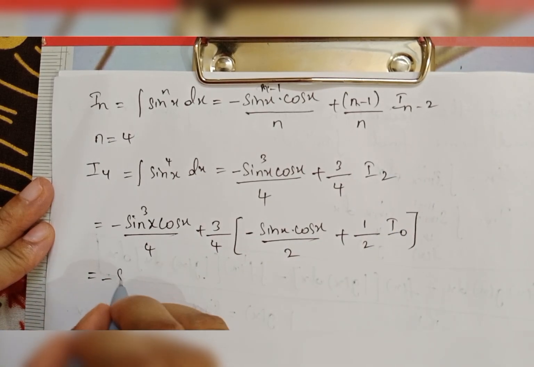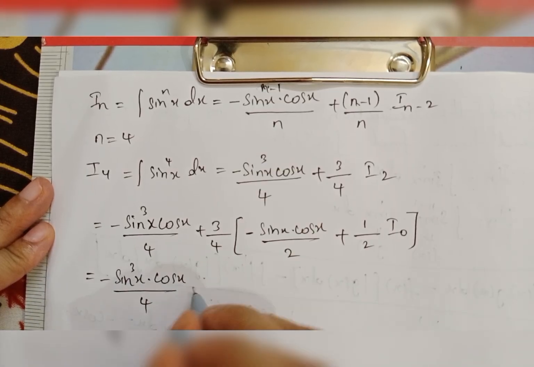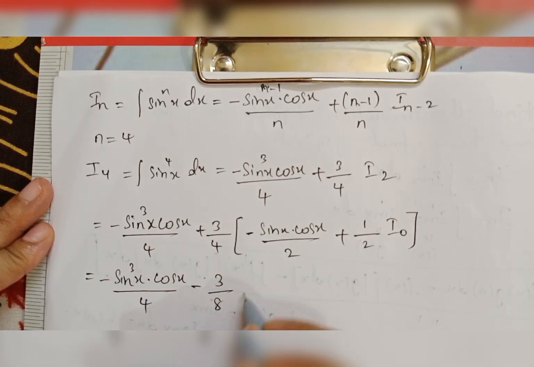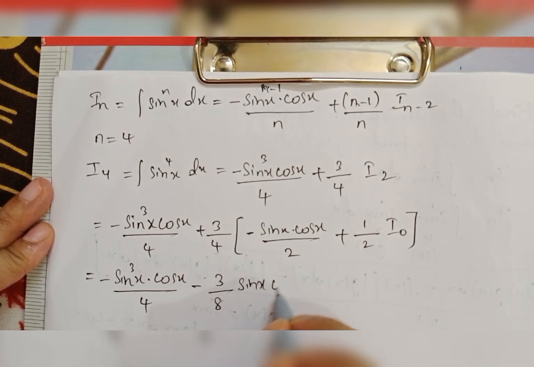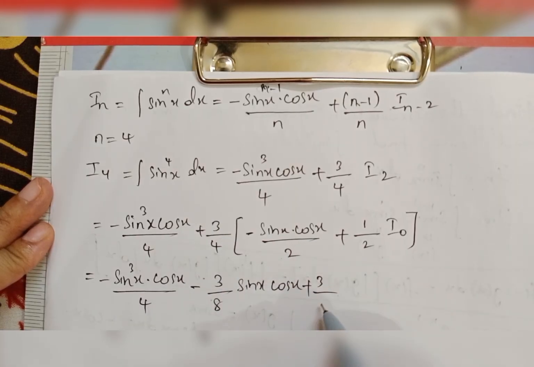So that will be equal to -sin cube x cos x by 4 plus, into minus is minus, 3 by 4 into 1 by 2 is 3 by 8, into sin x cos x. 3 1s are 3, 4 2s are 8.